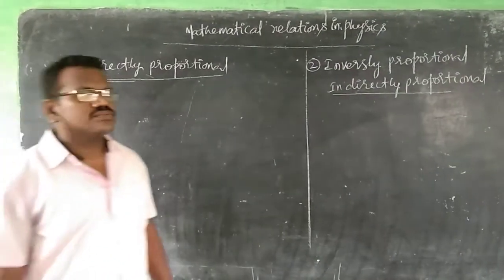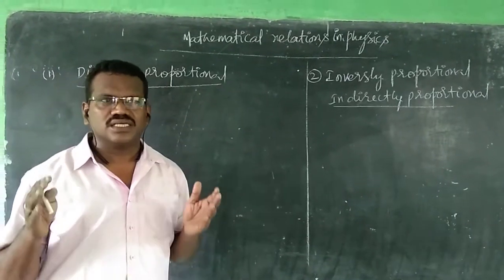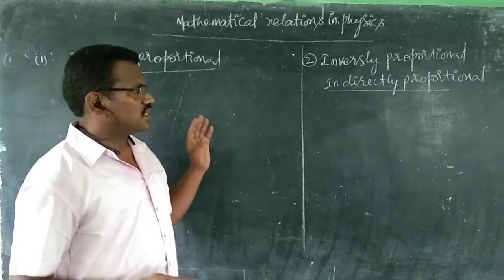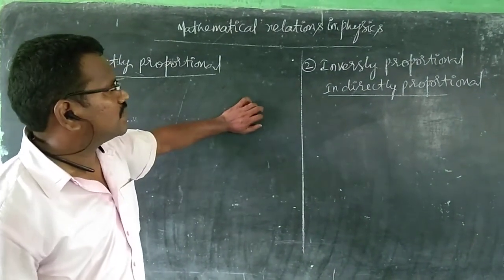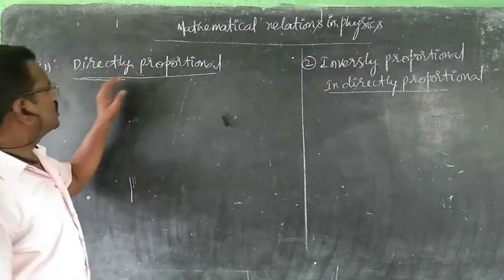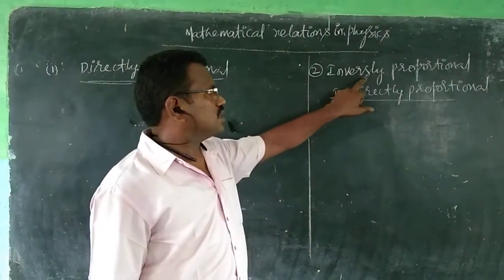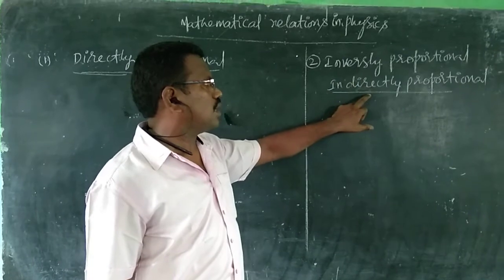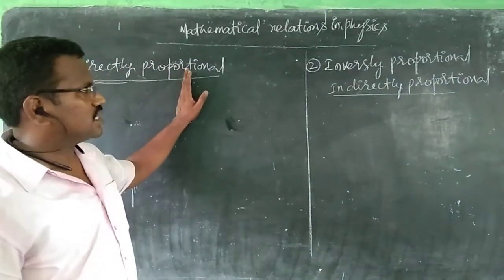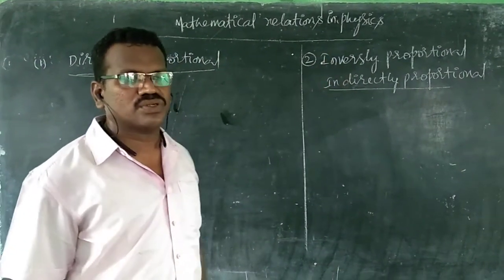Hi students, as in part 1 we already said there is a great relation between mathematics and physics. Regarding the basic topic of mathematical relations in physics, today we are going to discuss the directly proportional relation, and the second one, the inversely proportional relation, otherwise called indirectly proportional relation. Directly proportional, indirectly proportional or inversely proportional.